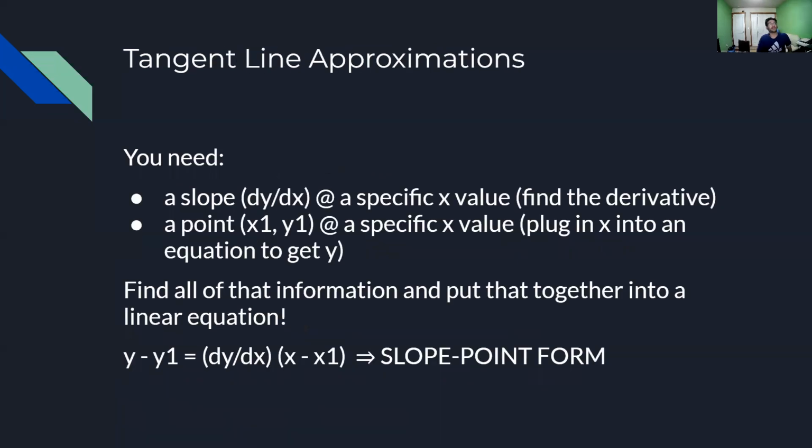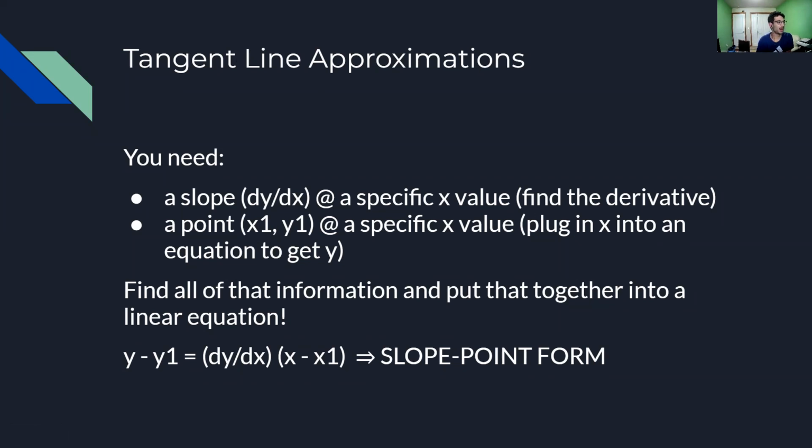Okay, tangent line approximations. This is another application of derivatives, and this is not too bad for AB students generally. First, you have a slope at a specific x value. So you need to find the slope and you need a point. And once you have those two pieces of information, you can put that in slope-point form. And that's it, you're pretty much done there.